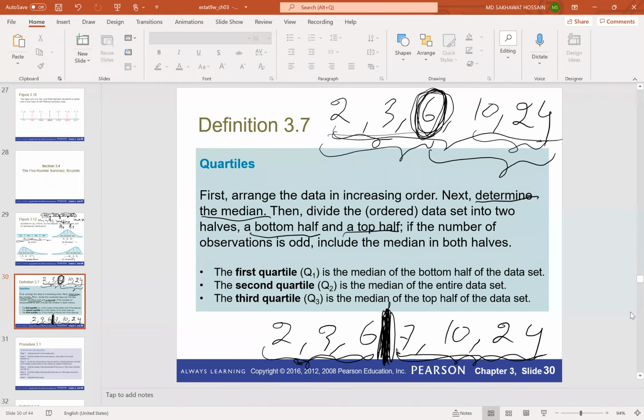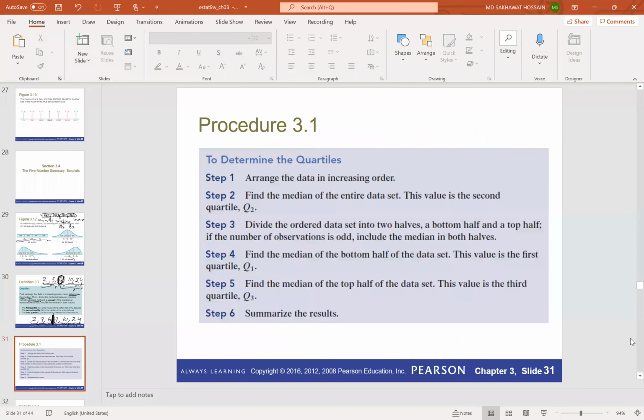But when the number of observations is odd, the median itself is in the data set, right? So you need to include this number in the bottom half of the data set, and include this number in the top half of the data set when calculating Q1 and Q3. Okay, so let's go over an example and it will be more clear.